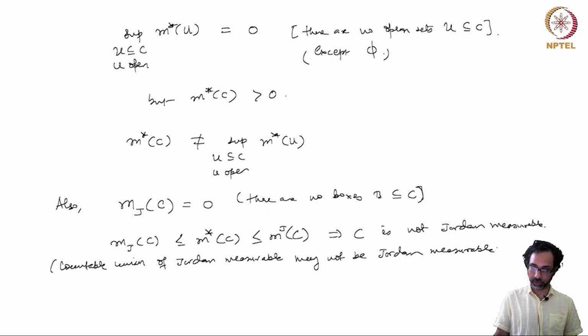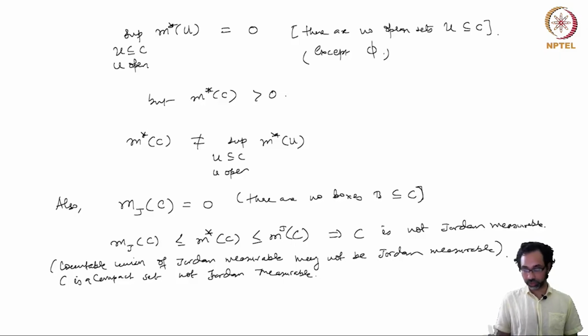So in fact this is even a compact set, and so this is also an example of a compact set not being Jordan measurable. So C is a compact set which is not Jordan measurable.